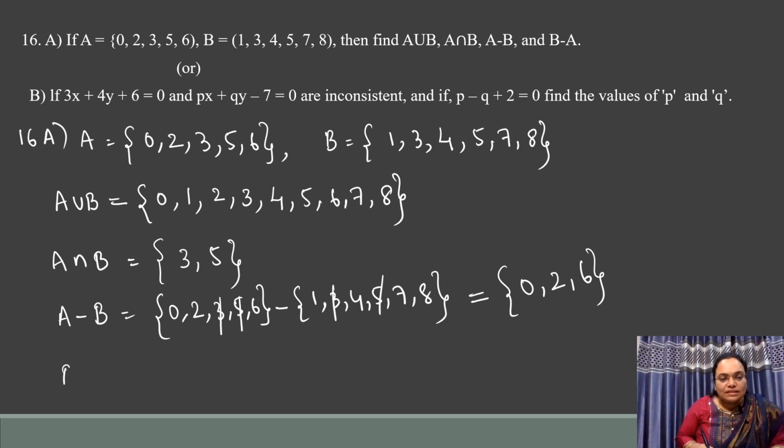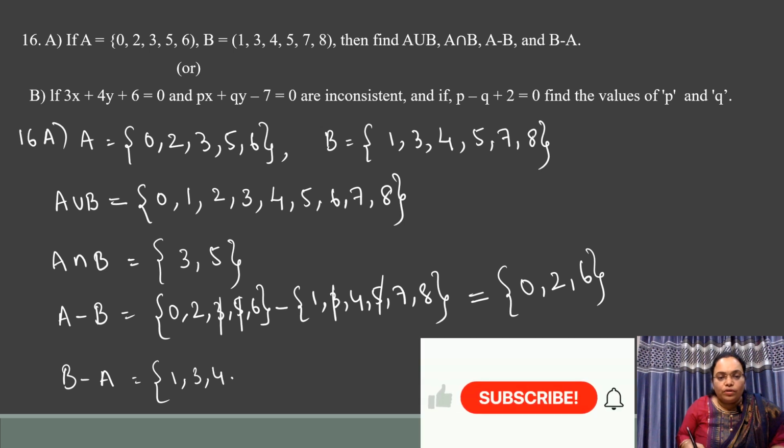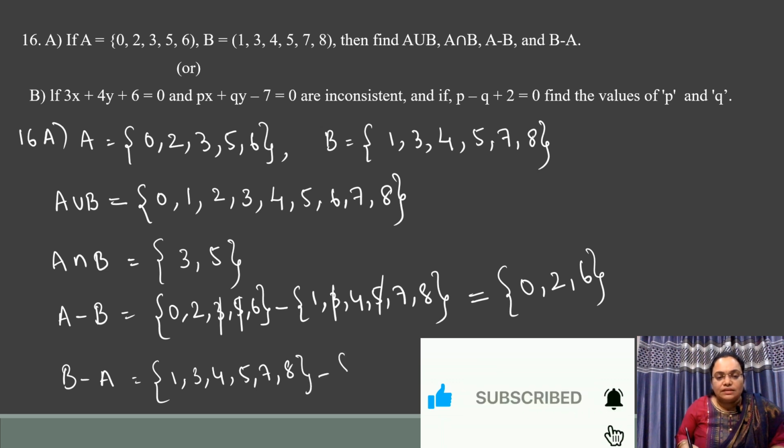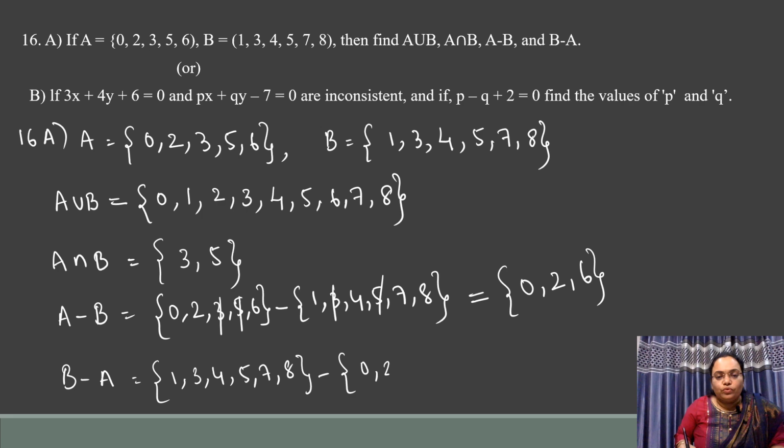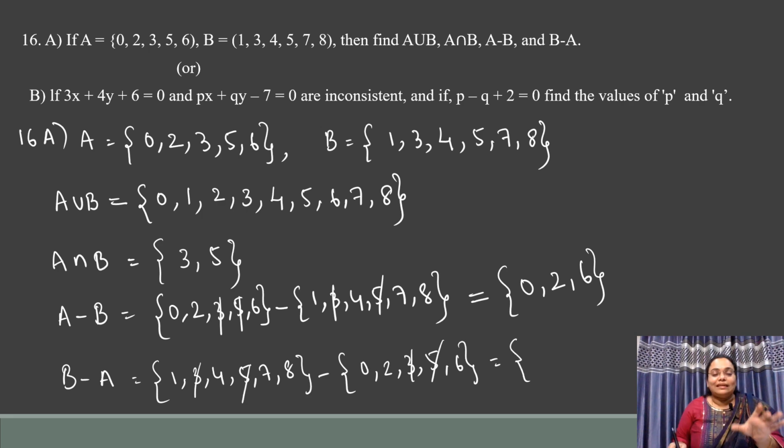Okay. What is B minus A? Take the elements of B: 1, 3, 4, 5, 7, 8, minus A, which is 0, 2, 3, 5 and 6. Okay. Cancel the elements which are common. It is 3 and 5. Okay. Take the elements only in B. Okay. 1, 4, 7, 8. That is B minus A.